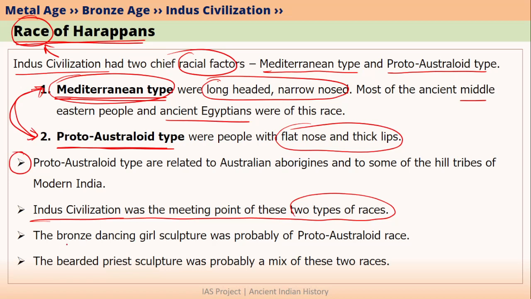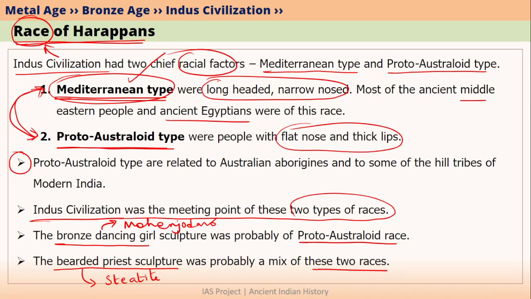If we talk about Harappan civilization, particularly the bronze dancing girl statue which was found in Mohenjo-daro is believed to be of Proto-Australoid race. However, the bearded priest sculpture, which was again found in Mohenjo-daro and made of steatite stone, was probably a mix of these two races, that is Mediterranean type race and Proto-Australoid type race. So we can say that mainly Harappans belonged to these two types.